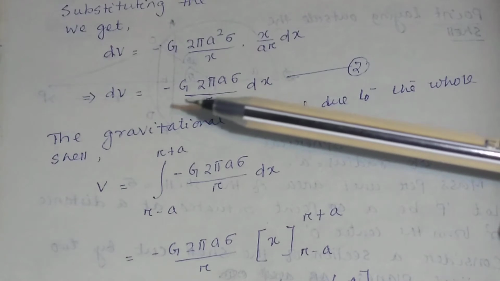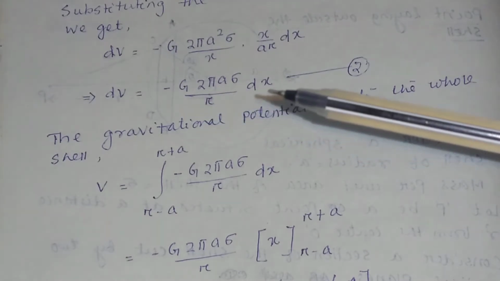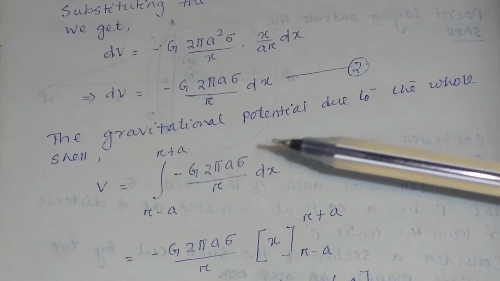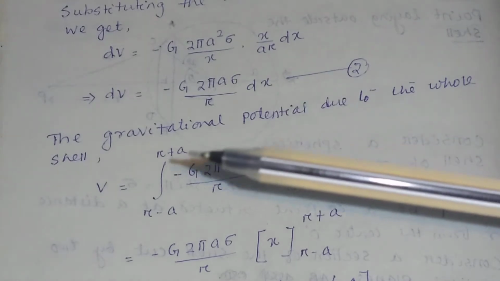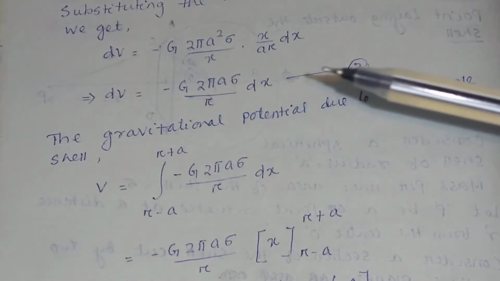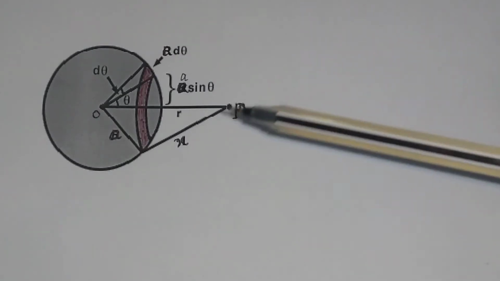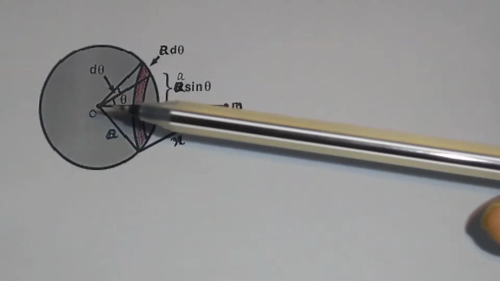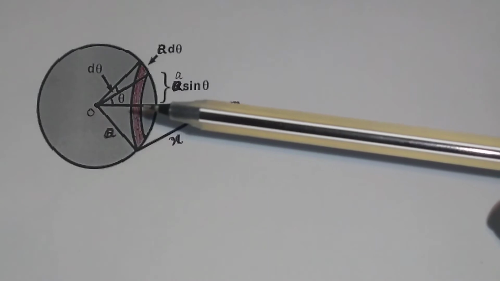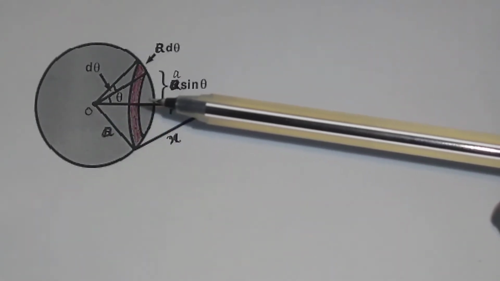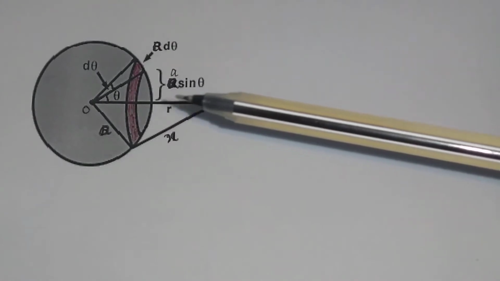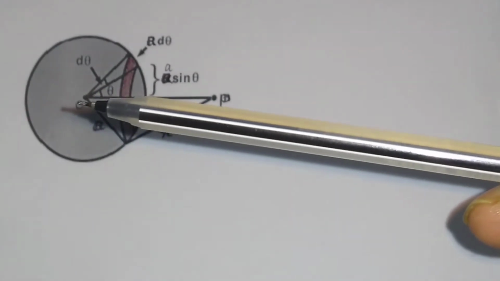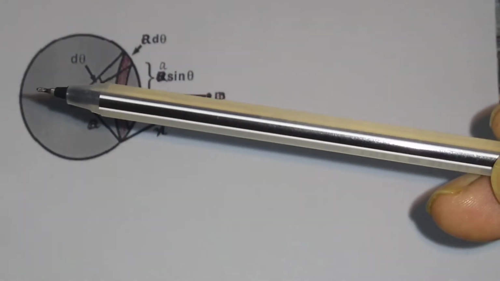dV is equal to minus G 2 pi a sigma divided by r into dx. Suppose this is equation number 2. So the gravitational potential due to the whole shell can be found by integrating the above equation. And you have to integrate such rings from this point to this point, and this point is r minus a, because this is the length a and this is the length r. So this point will be equal to r minus a, and this point will be equal to r plus a. So you have to integrate from r minus a to r plus a.